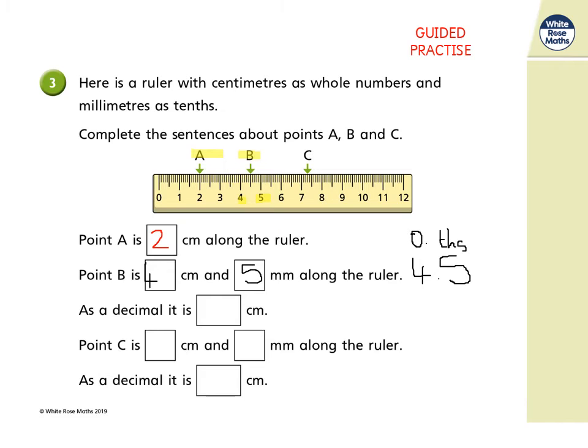And let's look at point C. Again, we'll have to use the divisors on the ruler, which are the millimetres, to identify what the number will be. I can see that I have 7 centimetres, so 7 ones. And then I'm counting to the point where the arrow is, and I have 3 millimetres. So I'm 7 centimetres and 3 millimetres along the ruler. So as a decimal, what do you think that will be? Yes, I have 7 ones, my decimal point, and 3 tenths.